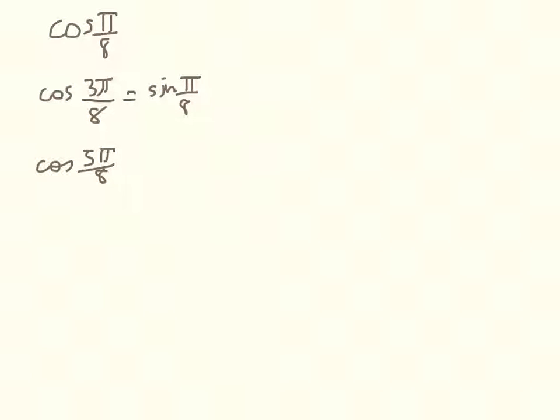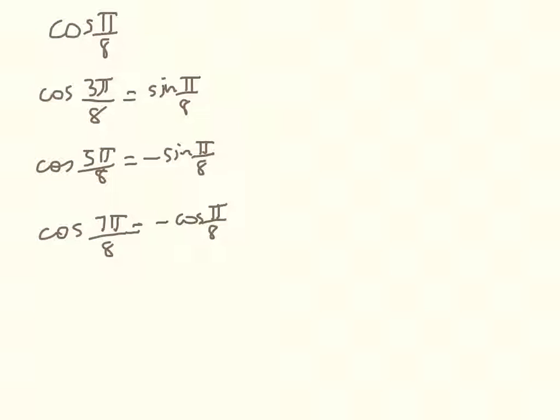Right, so we've got cosine of pi on 8, we've got cosine of 3 pi on 8, which we worked out was the same as sine of pi on 8, cosine of 5 pi on 8 is equal to negative sine pi on 8, and the cosine of 7 pi on 8 was equal to negative cos pi on 8. Now some of you will have got those pretty quickly from the graphs, and that's fine too.